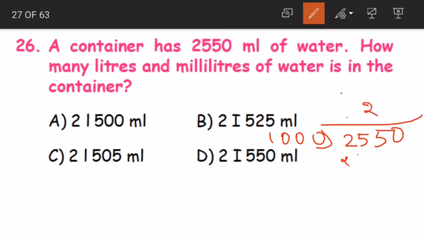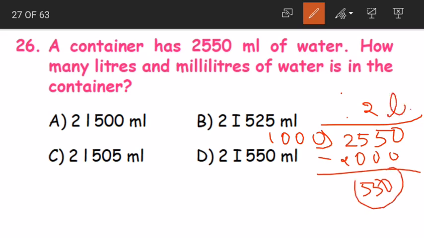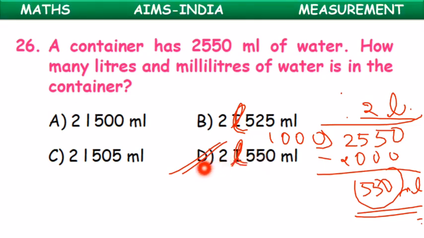Now 1000 twos are 2000. When we subtract, 550 is remaining. So the quotient will be liters and the remainder will be milliliters. So what is our answer? 2 liters 550 milliliters, that is option D. This is L, not I. Okay. It is nothing but 2 liters and 550 milliliters.